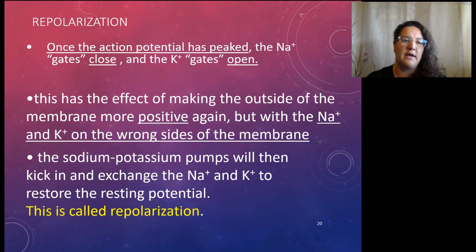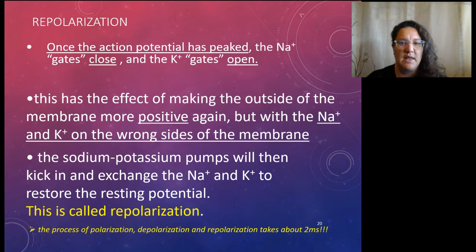The next step of a nerve impulse is repolarization. Once the action potential has peaked, the sodium gates close and now potassium gates are going to open. Because we have a net positive inside the cell membrane, potassium is going to want to rush out of the cell to neutralize itself again. Once that happens, the sodium potassium pump is going to kick into action, maintaining the resting membrane potential of larger amounts of sodium outside of the cell compared to potassium inside of the cell. Now, this entire process only takes about 2 milliseconds.